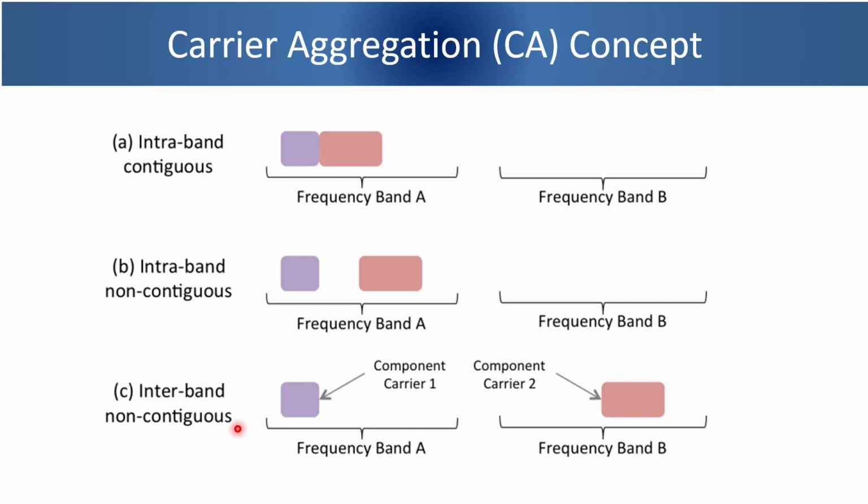The third is inter-band non-contiguous. In this case, the component carriers are from two frequency bands. In this example, component carrier 1 is from frequency band A and component carrier 2 is from frequency band B. So such component carriers can also be aggregated. Carrier aggregation was possible in 4G and is also possible in 5G.